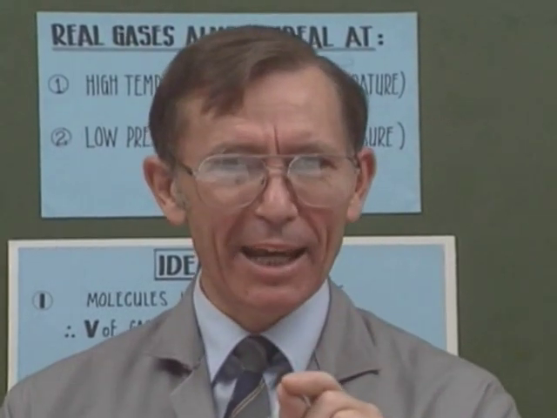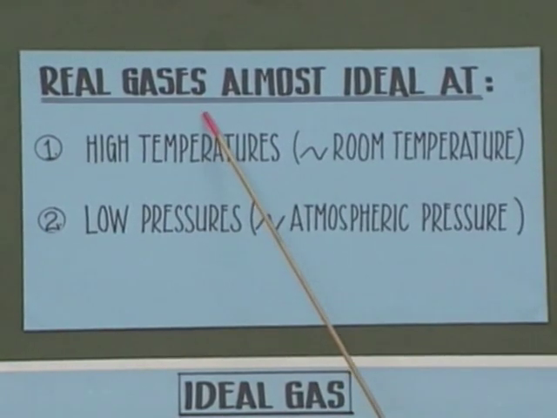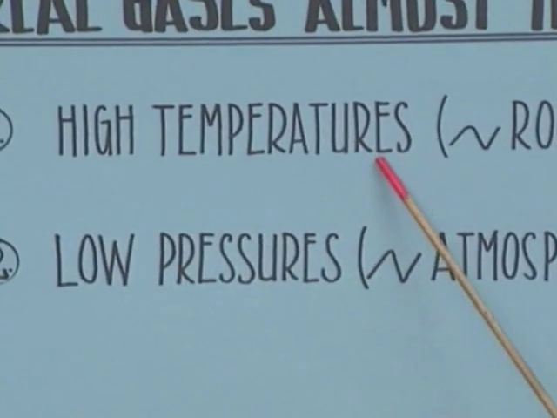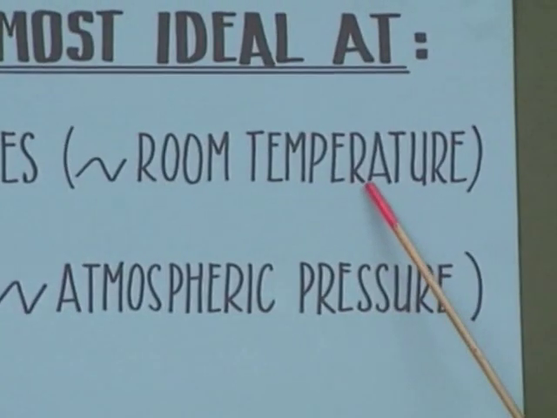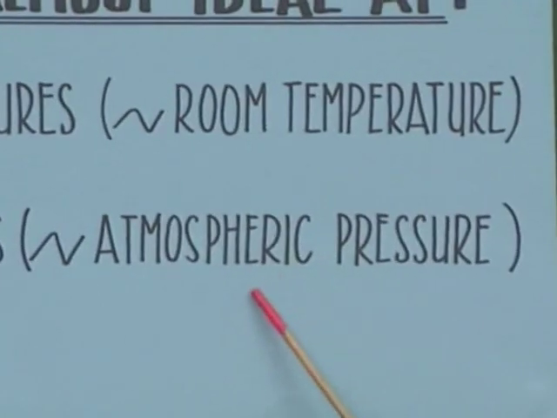The kinetic molecular theory of gases can only explain the behavior of so-called ideal gases accurately and express their behavior in terms of so-called gas laws. Now, real gases deviate very, very slightly from ideal gas behavior at high temperatures, which could be in the order of room temperature, and low pressures, which could be in the order of atmospheric pressure. And so we can apply the gas laws for ideal gases to real gases under these conditions.